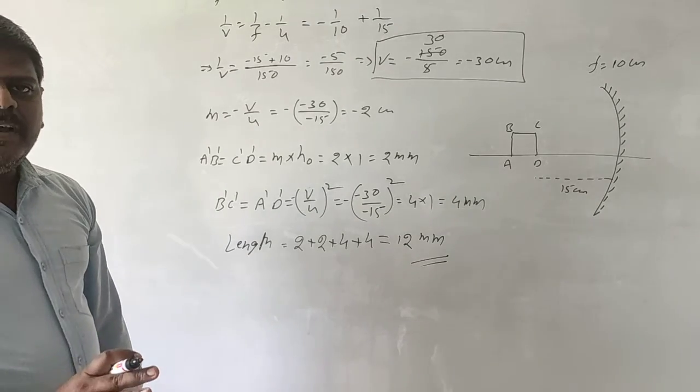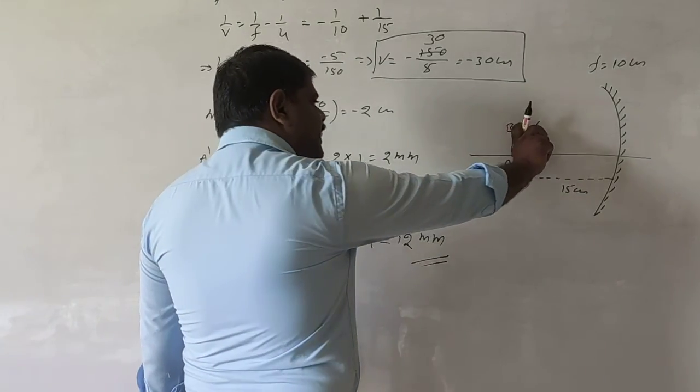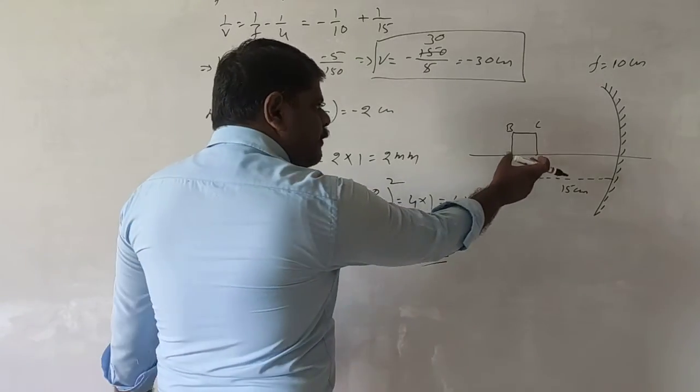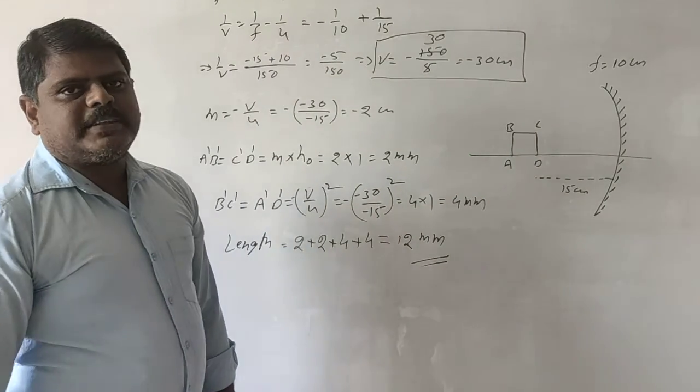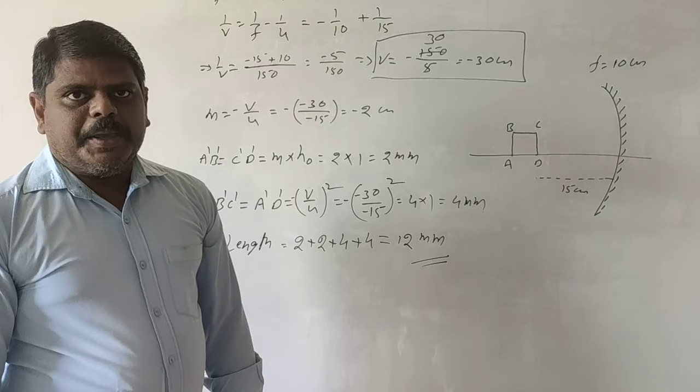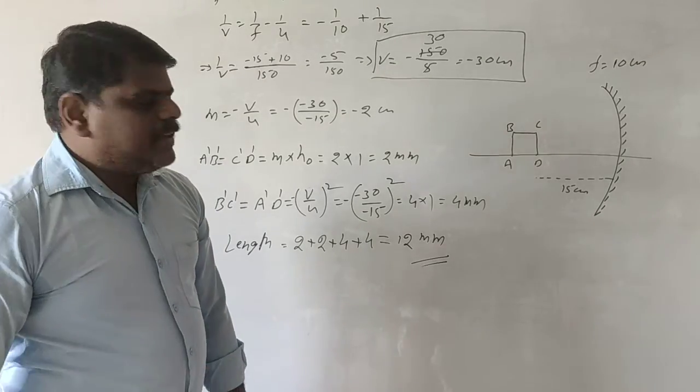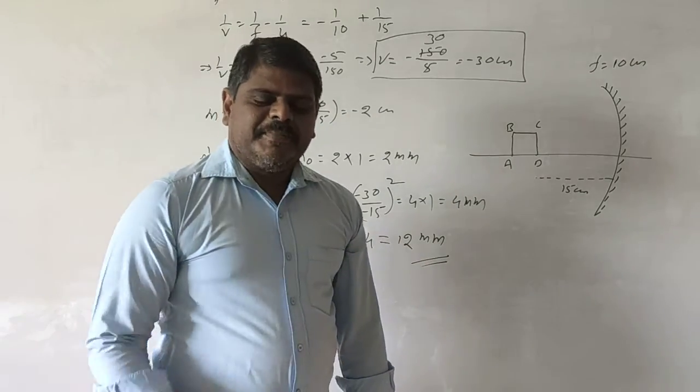Remember very carefully: first you have to find the magnification perpendicular to the principal axis and the magnification parallel to the principal axis. Based on that, you have to find the size of the images and add them. The problem is very important, concentrate here. Let's go for the next problem.